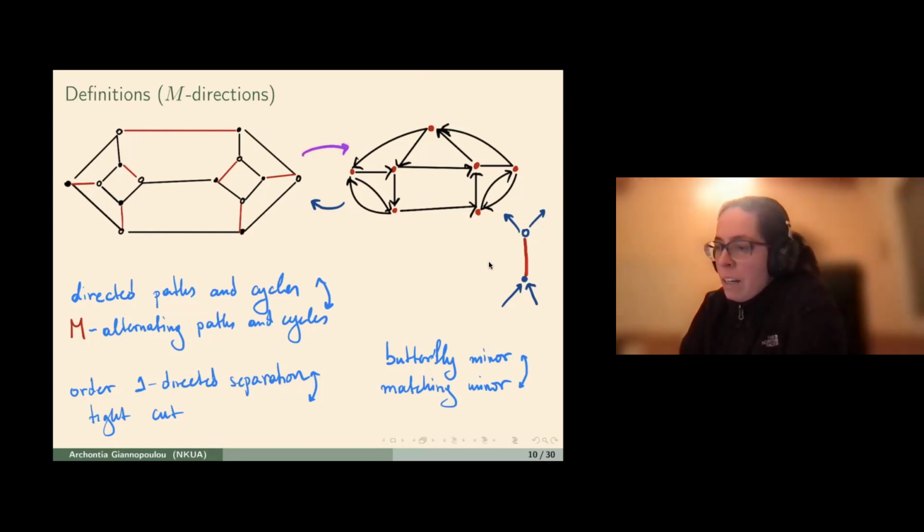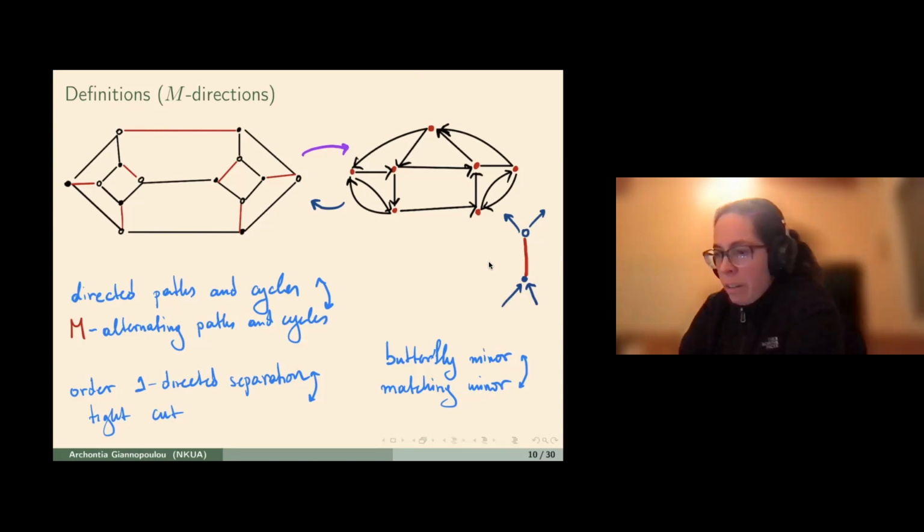Now we can also go back. From any directed graph, we can obtain a graph with a perfect matching. And the way to do this is that whenever we have a vertex of the graph, we replace it by an edge. We split it in two. We get one of the vertices in a color class, the other vertex in the other color class, and we connect the outgoing vertices in one color class and the incoming in the other. We just choose whichever one we want.